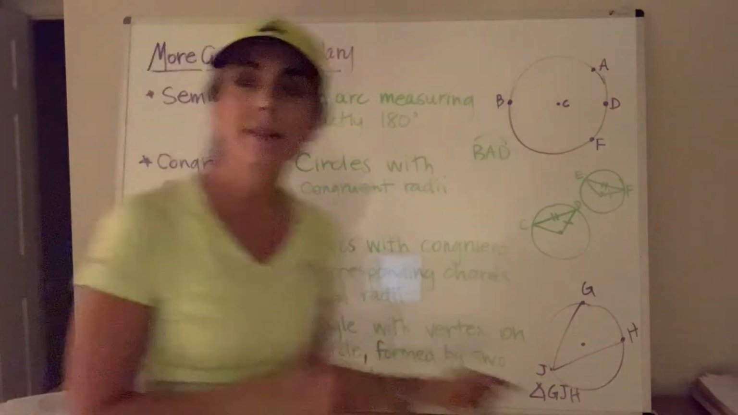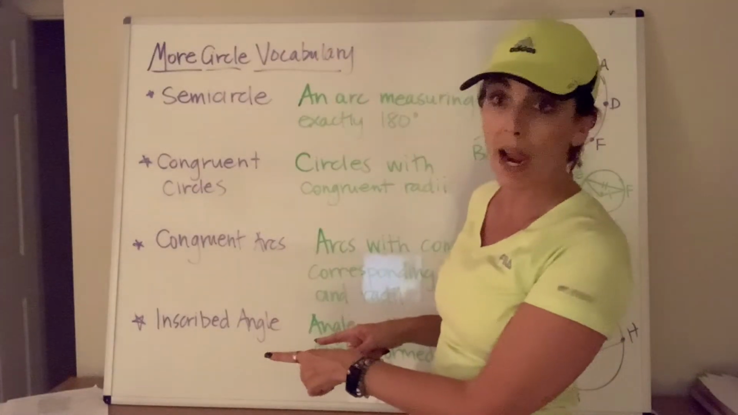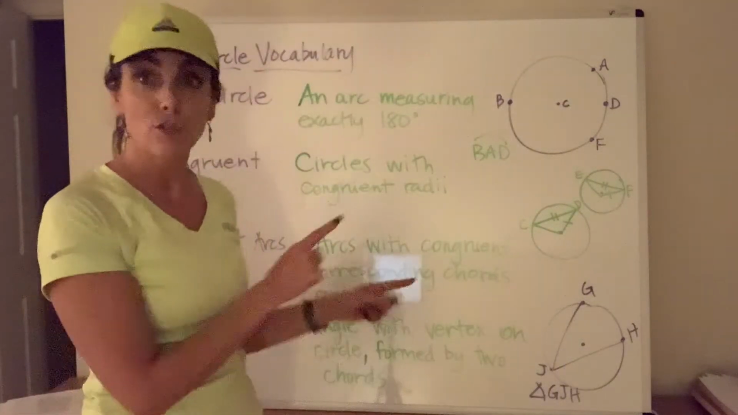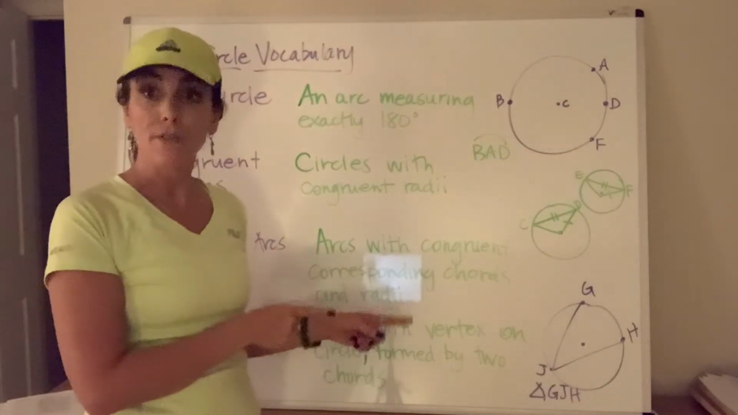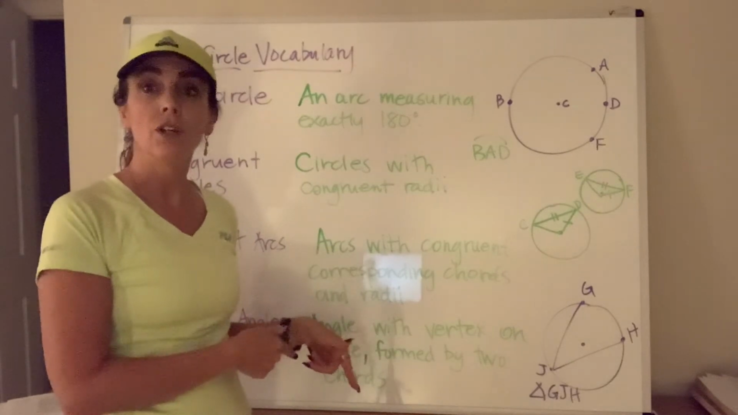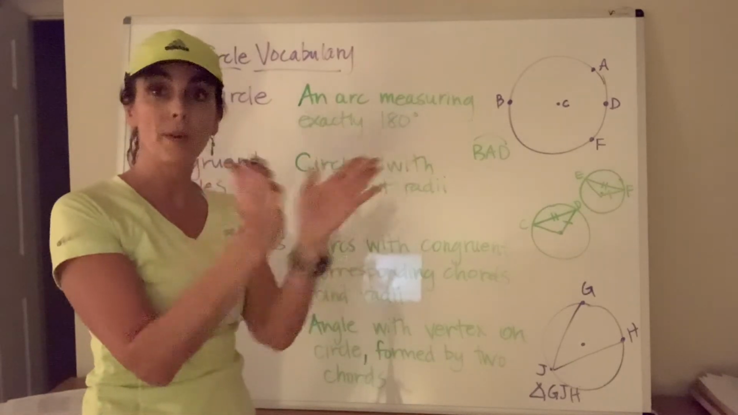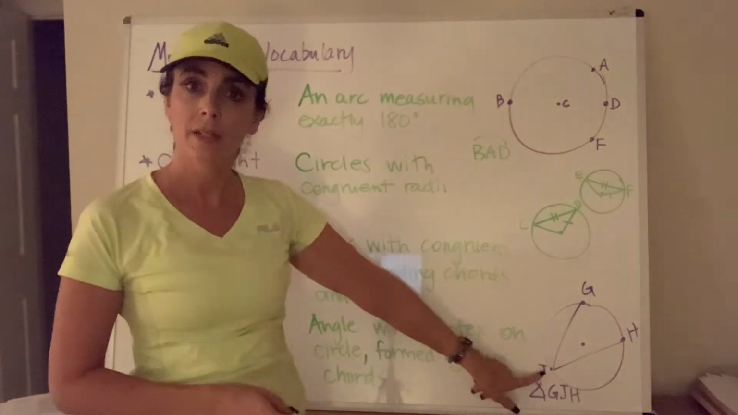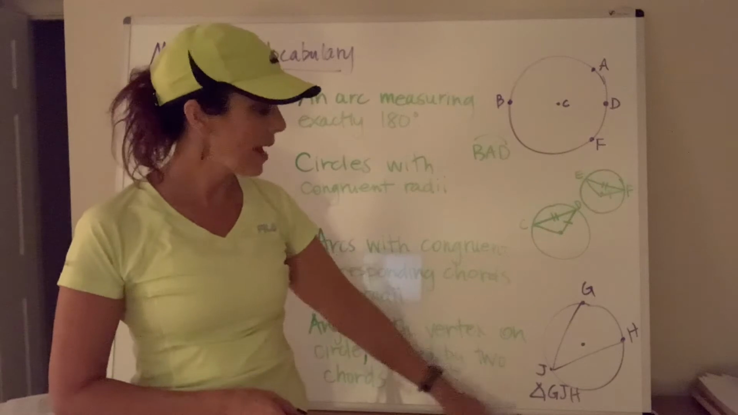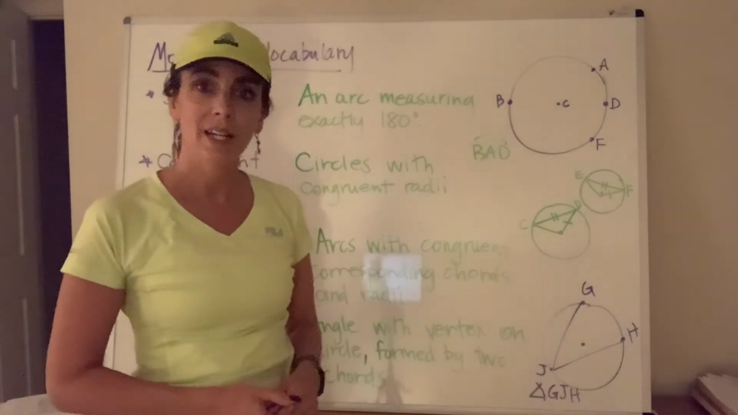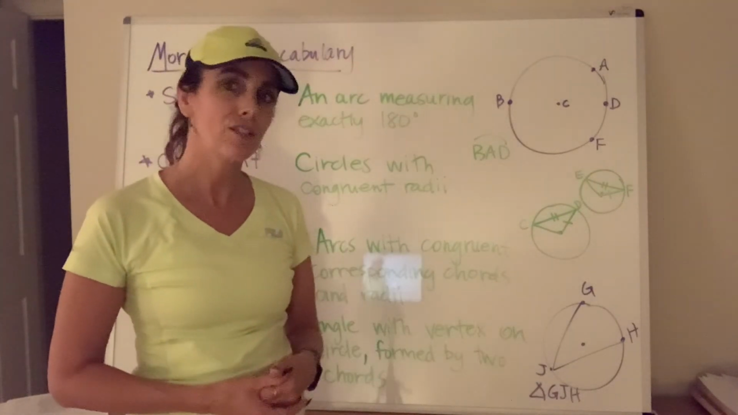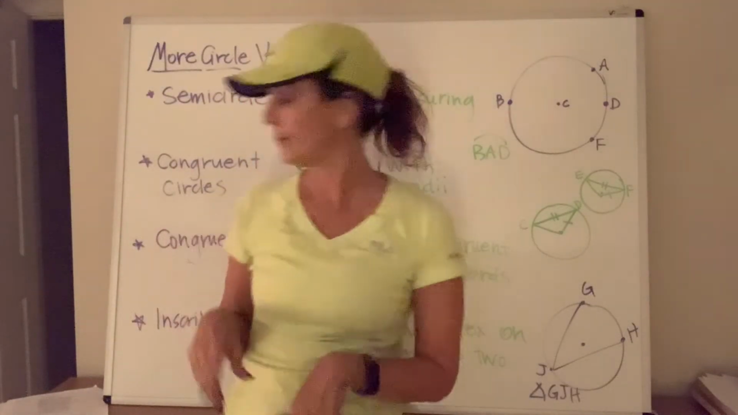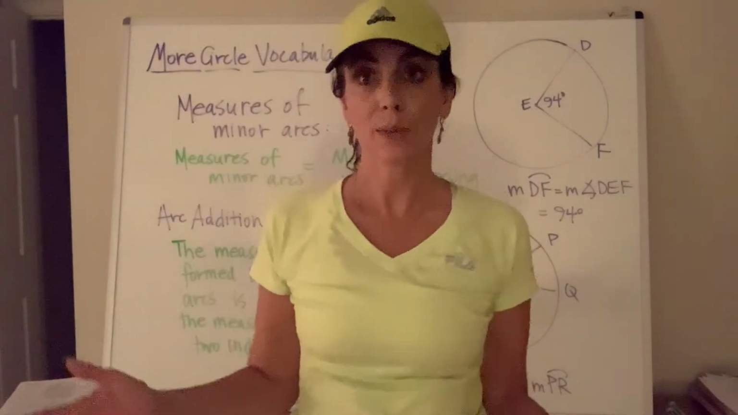All right, and then the last thing will be an inscribed angle, okay? An inscribed angle is an angle formed by two chords and a vertex that lies on the circle. So put two chords in the circle with a common endpoint and you formed an inscribed angle. Looks like this, right? So this is angle GJH, and it is inscribed in that circle. All right, 2 more things in this video, and then we're gonna move on. All right, here's the last little bit.